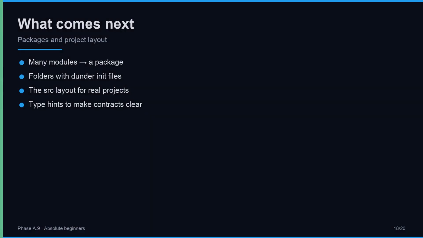Modules in one breath. Next lesson we go one level up. When you have many modules, you organize them into folders called packages. A package is just a folder with a dunder init file inside. You also meet the SRC layout, the standard way to structure a real project so imports and tests work cleanly. After that we add type hints, annotations that say what type each function expects and returns, so your editor and your future self can read the contract at a glance.